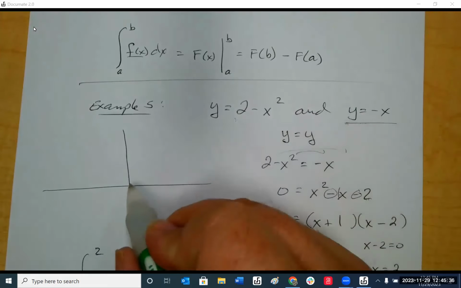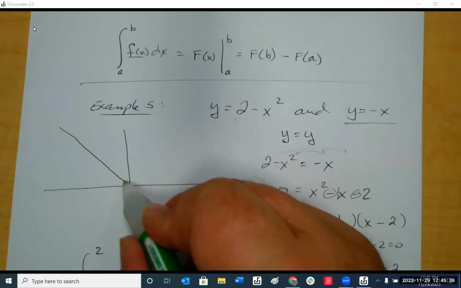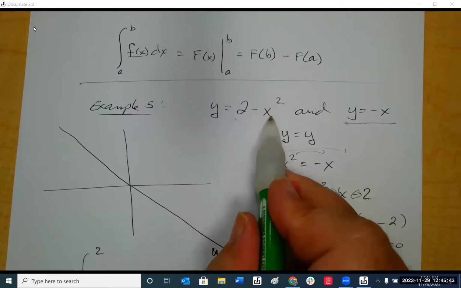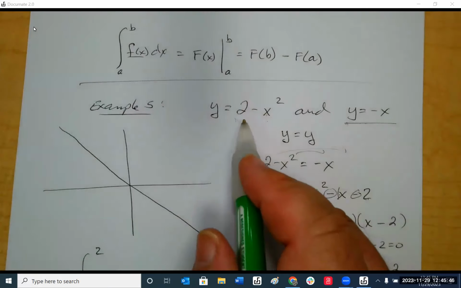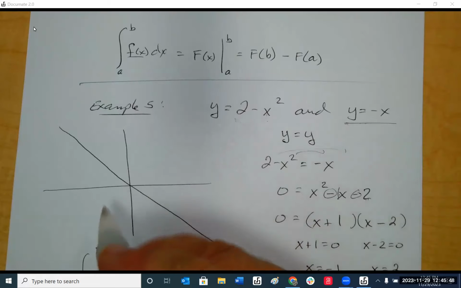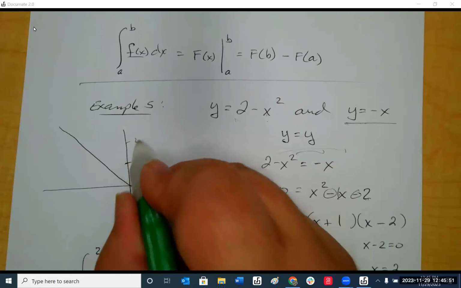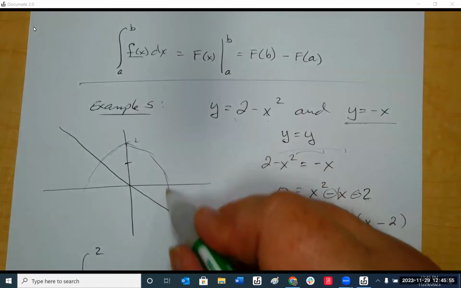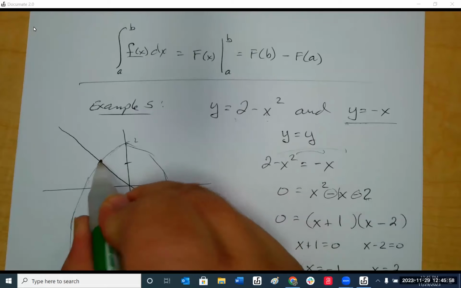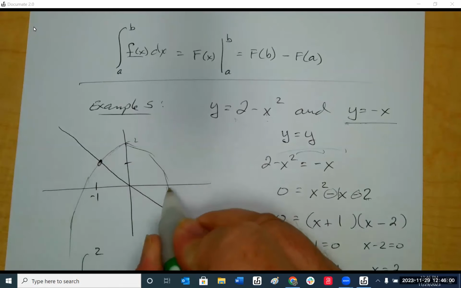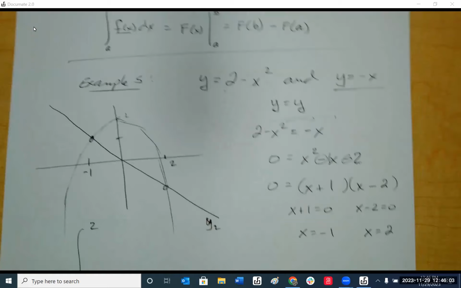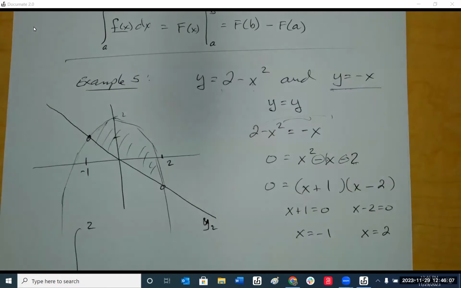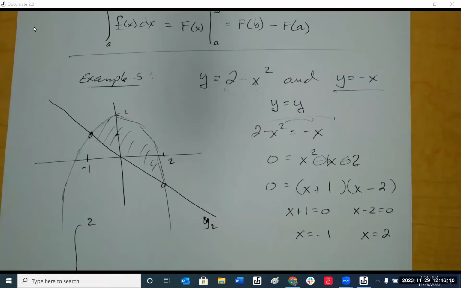So this graph here is a negative slope. That's y2. This is a parabola opening down, shifted up 2 spaces. So we know we have -1 and 2. That's where they intersect. So yeah, we're going to find all this area between there. Okay.